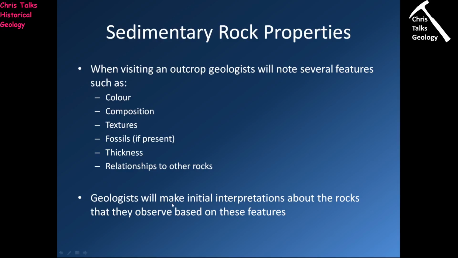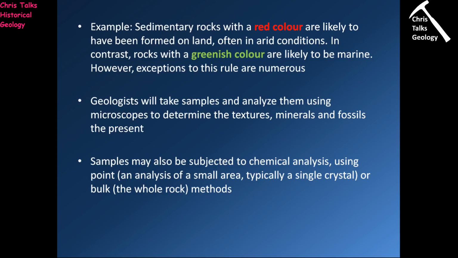So geologists will make initial interpretations about the rocks that they observe based on these features. So, a half-decent geologist can walk up to a sedimentary rock and they can probably come up with some very coarse ideas about what type of environment this rock formed in. In terms of colour, it is most of the time pretty useless. However, there are two times when colour can be helpful to a geologist.